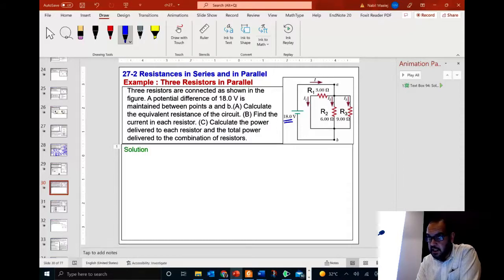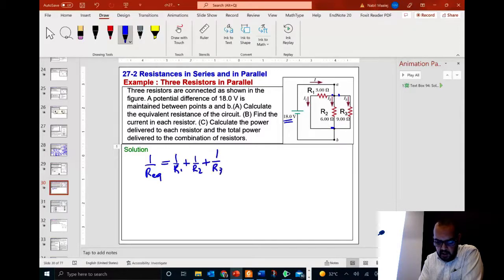Here you can clearly see that these 3 resistors are connected in what? Series or parallel? Parallel, because every 2 resistors are connected on both sides. So for the parallel combination, we write 1 over R equivalent is 1 over R1 plus 1 over R2 plus 1 over R3. That's 1 over 3 plus 1 over 6 plus 1 over 9. The common denominator can be 18. So we have 6 over 18 plus 3 over 18 plus 2 over 18, which gives us 11 over 18.